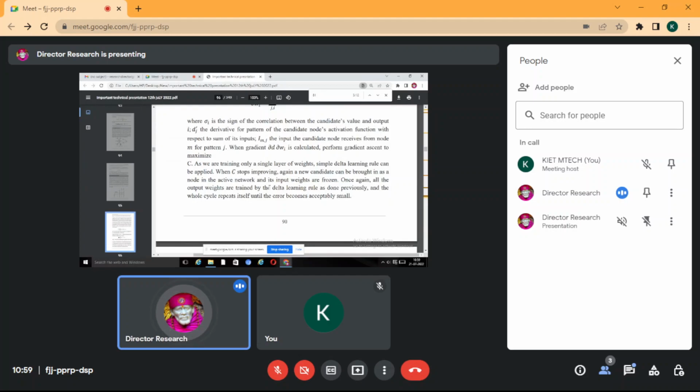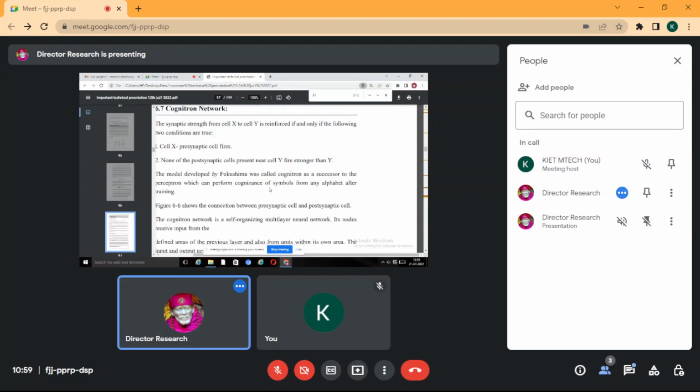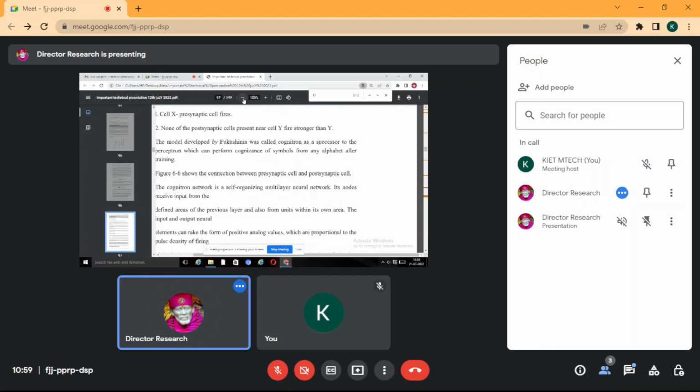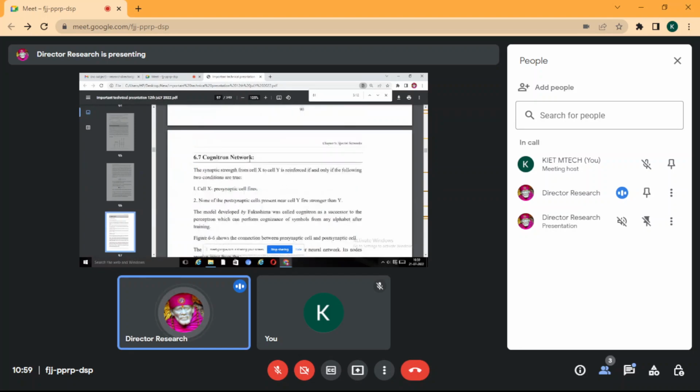As we are training only a single layer of weights, a simple delta training rule can be applied. When C stops improving, a new candidate can be brought in as a node in the active network, and its input weights are frozen. Once again, all the output weights are trained with the delta learning rule as done previously. These are the steps here.